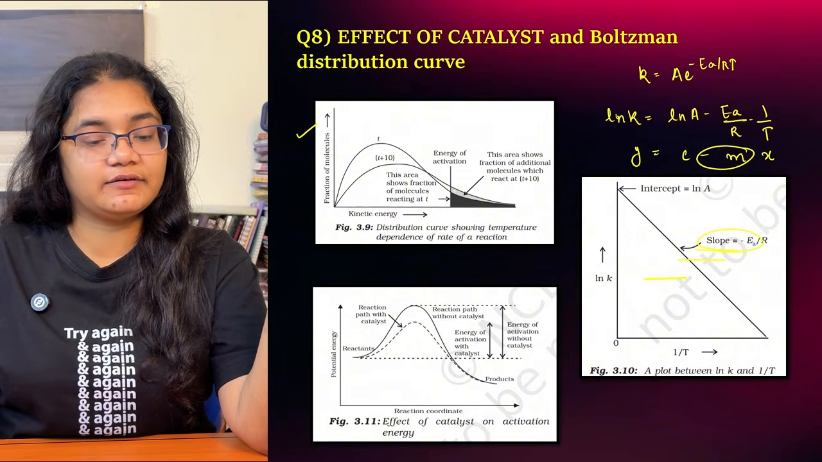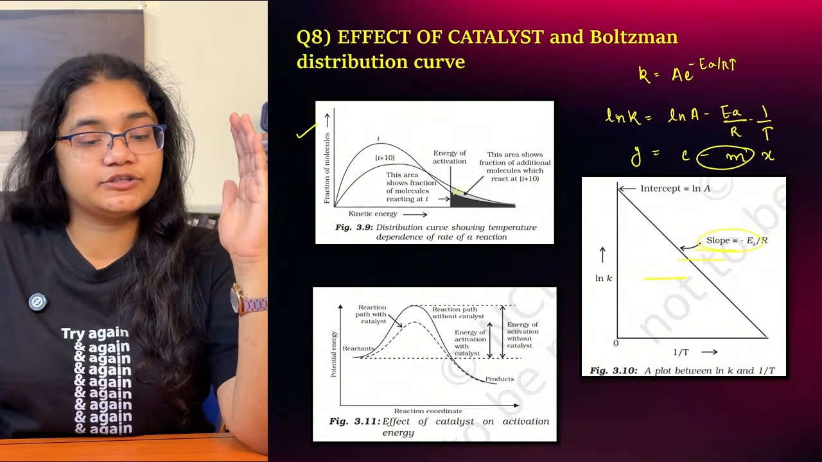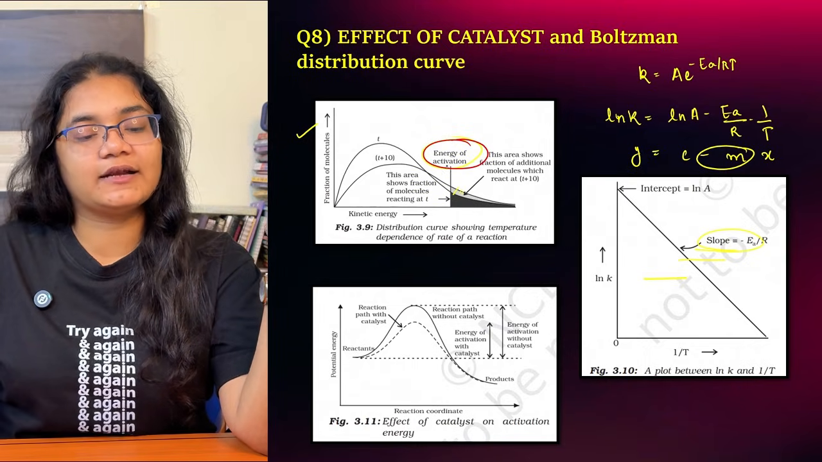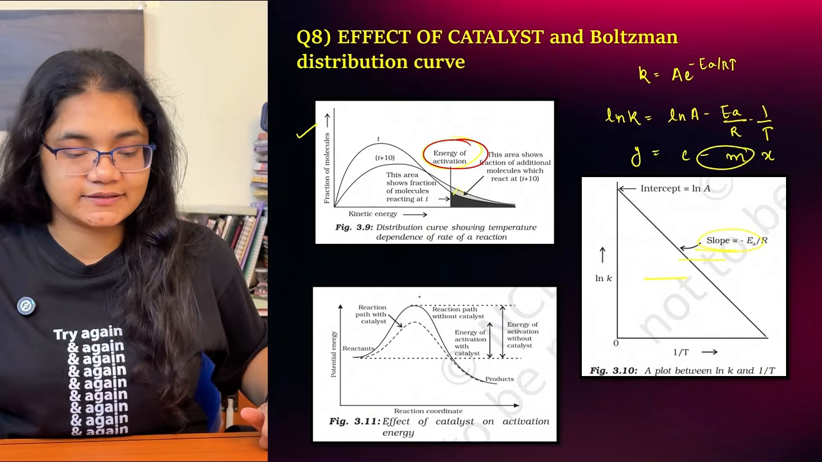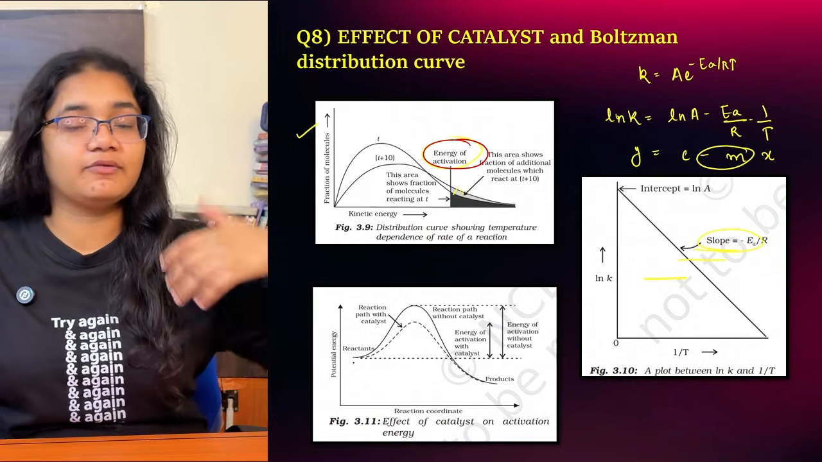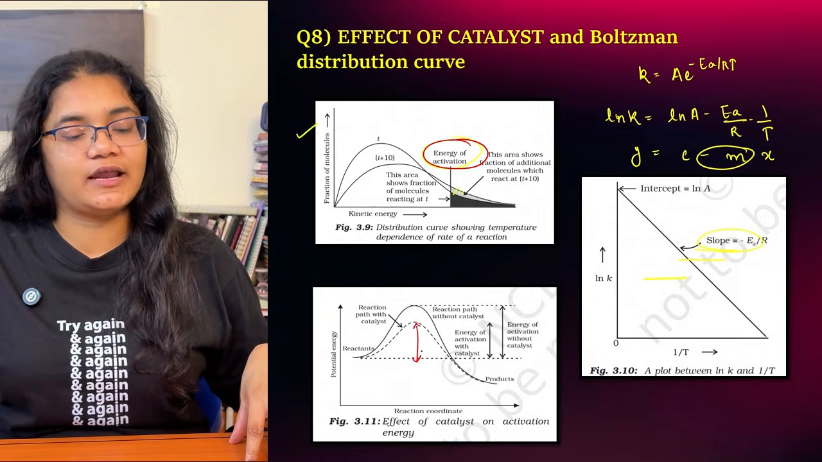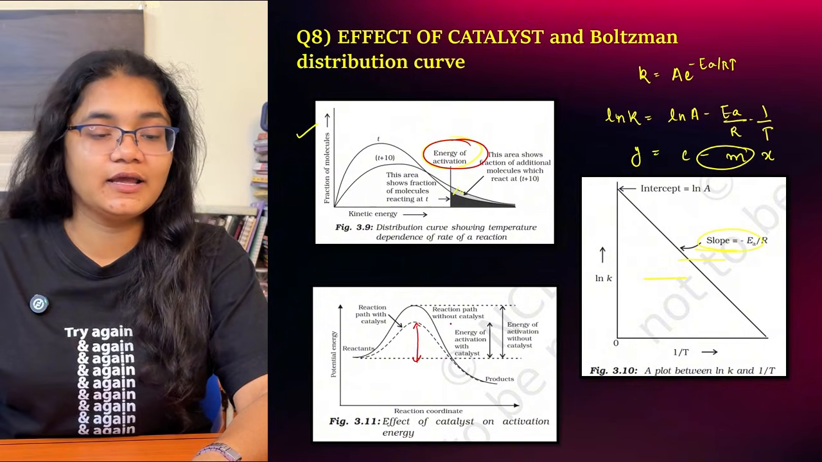Now next question is about Boltzmann distribution curve. So when the temperature increases, the number of particles having energy more than the activation energy increases, and that is why the rate of the reaction increases. Next, the effect of catalyst. So when you have a catalyst, it reduces the activation energy, and that is why the rate of the reaction increases.